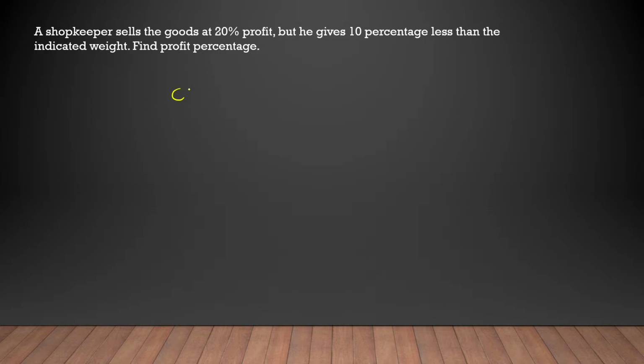Let us take, I am having CP and SP. Now a shopkeeper sells the goods at 20% profit. That means, assume I am the shopkeeper. So if I am buying the item for 100 rupees, I am already selling it for 120 rupees. That's the meaning of 20% profit.